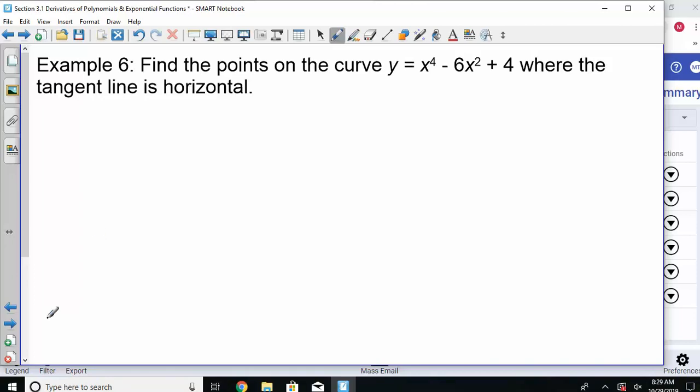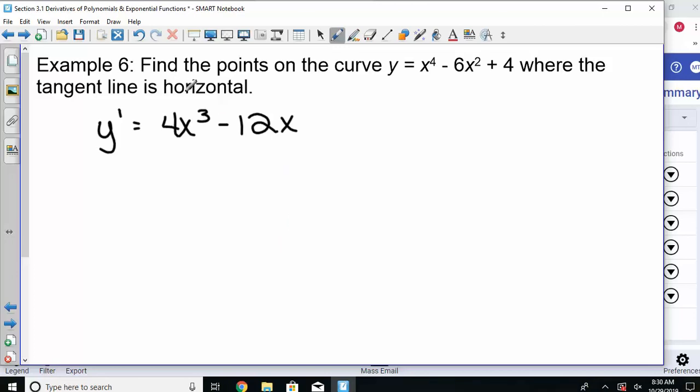Two more examples. I want all the points where this tangent line is horizontal. What does it mean if the tangent line is horizontal? The slope is 0, right? The slope of a horizontal line is 0. How do we get the slope of a tangent line? The derivative. So let's start with the derivative of this. So y prime, what would this derivative equal? And plus 0, so I'll just leave that off.